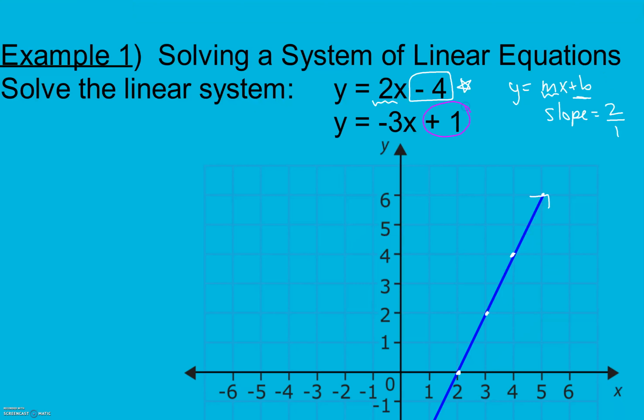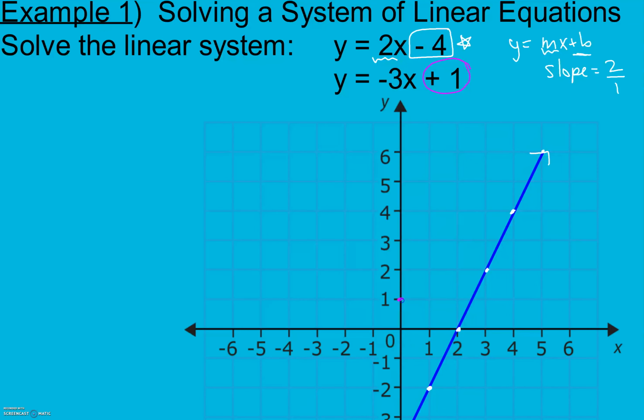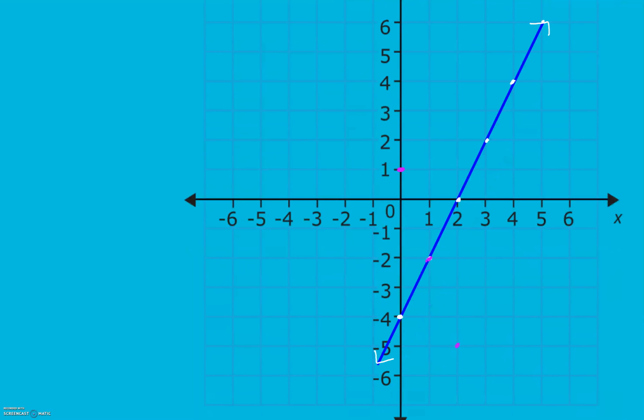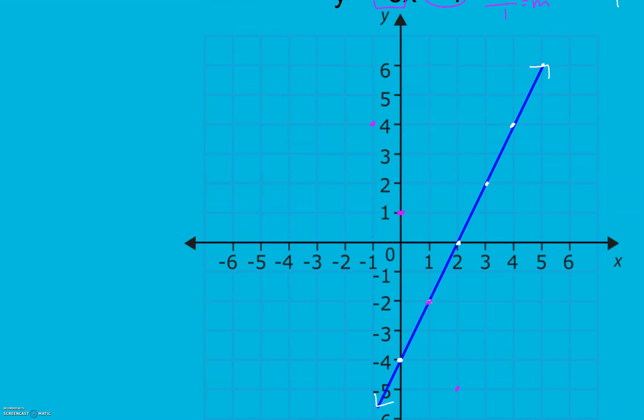My second line here is also y equals mx plus b. So here I'm going to start at 1 at my y-intercept. And my slope is -3. And remember, we write integers as over 1 to get our fraction. So instead of rising 3, I'm going to go down 3 over 1. Down 3 and over 1. Okay, I also can go up 3 and back 1 as long as I do both of my movements opposite. So instead of going down, I can go up. Instead of going right, I can go left.